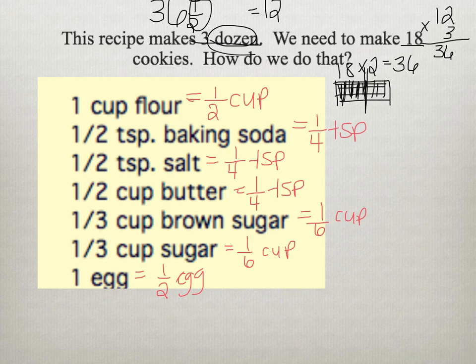Alright, so here are our answers. So after you half the whole recipe, you would need 1/2 cup of flour, 1/4 teaspoon of baking soda, 1/4 teaspoon of salt, 1/4 cup of butter, 1/6 cup of brown sugar, 1/6 cup of regular sugar, and 1/2 an egg. How did you do? Hopefully you did well.